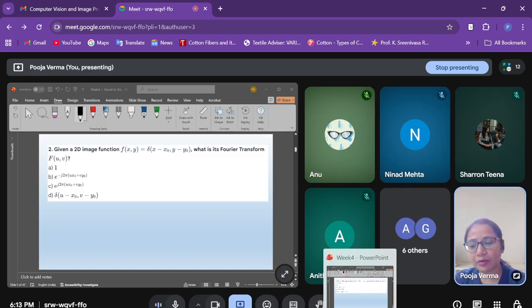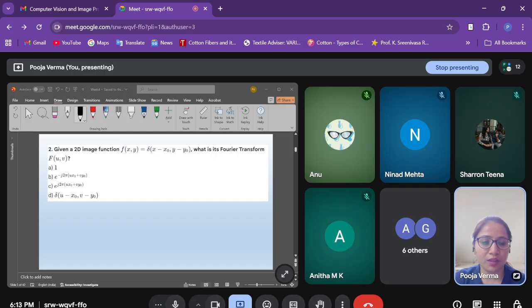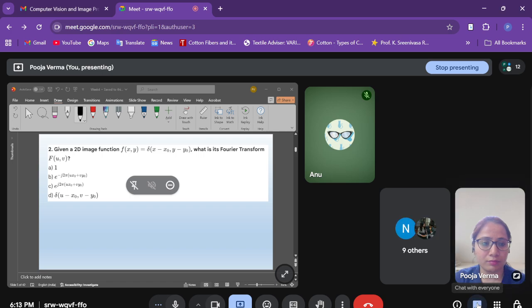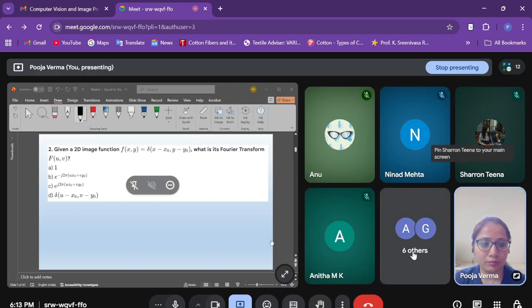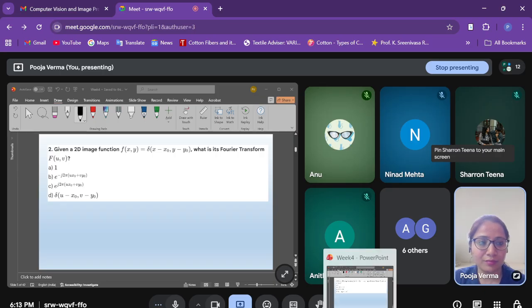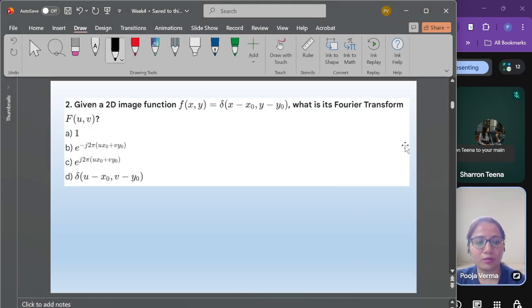Can anyone tell me what the Fourier transform formula is? You can tell either the 1D signal or the 2D signal. All of you must know that, right? Nobody is interested in answering. Okay, so let's see.